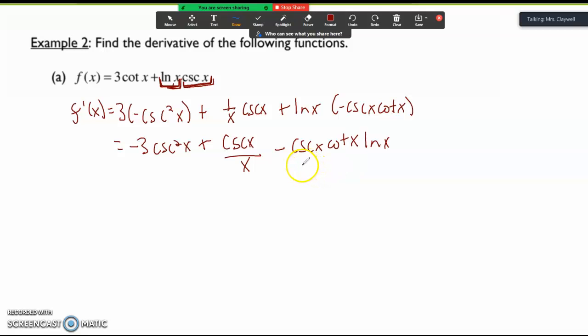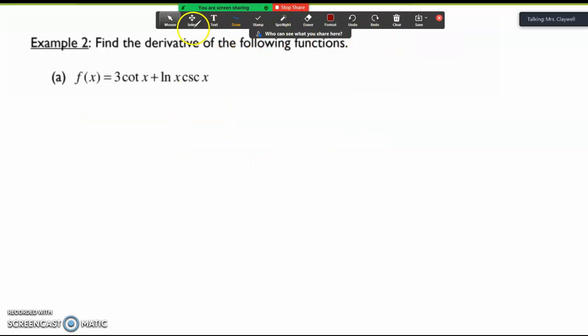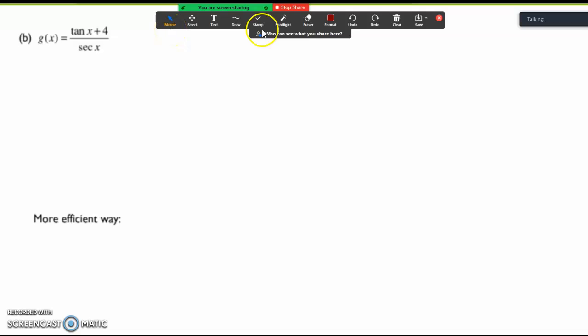So that is all I'd be able to do for this one. I can't simplify it any further. So this is similar to what we've been doing. We're just now applying our trig derivatives. If you feel comfortable trying this on your own, go ahead and pause the screen and try it.